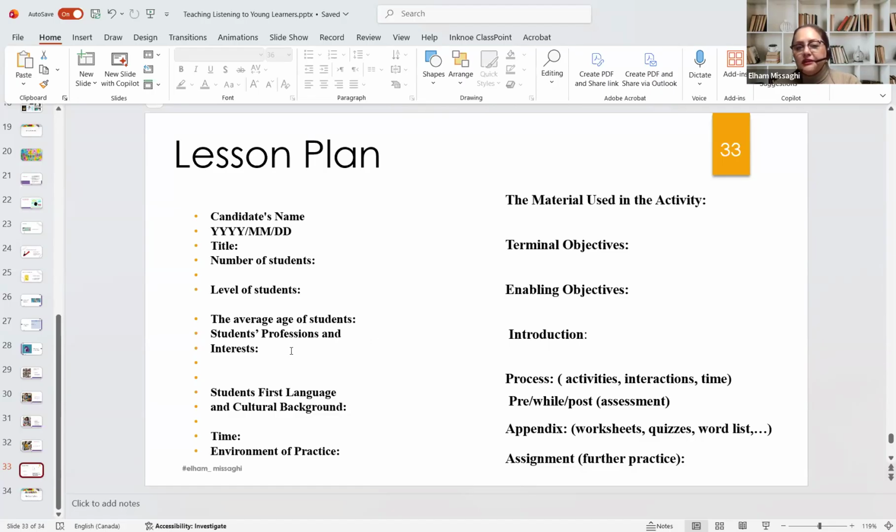And then what about their interests or background? What is their first language? Like they're learning Spanish, what's their first language? English. They're learning English, what's their first language? They're Chinese, Korean, Japanese, Persian, and Spanish. Why is it important? Because sometimes you have to work hard on pronunciation, especially in the listening and the speaking part. On pronunciation, stress, intonation.